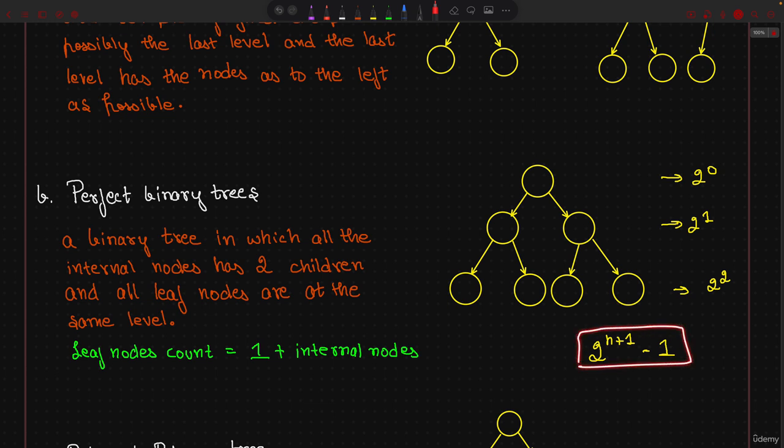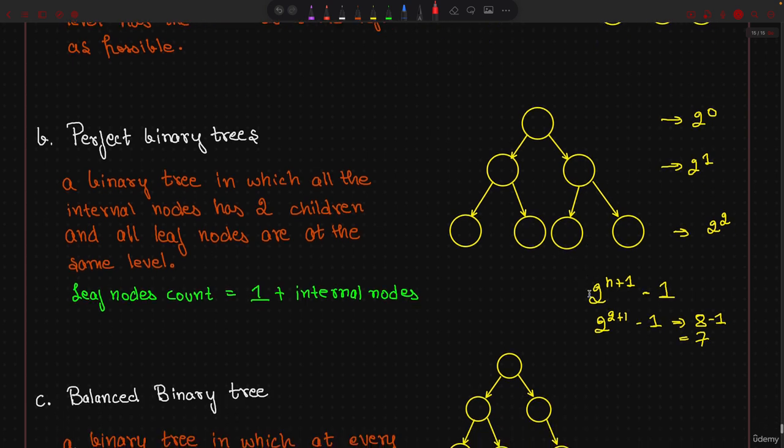So if we just fill in, let's say that we have overall height as 3 here. So, sorry, 2 here, height is 2 here. So 2 plus 1 will be 3, and 2 to the power 3 will be 8. So this will come out to be 2^(2+1) minus 1, which is equal to 8 minus 1 equals 7, right? And we can see that we have 7 nodes in this particular structure. So this is what your perfect binary tree is. Great, everyone. So let us move forward.